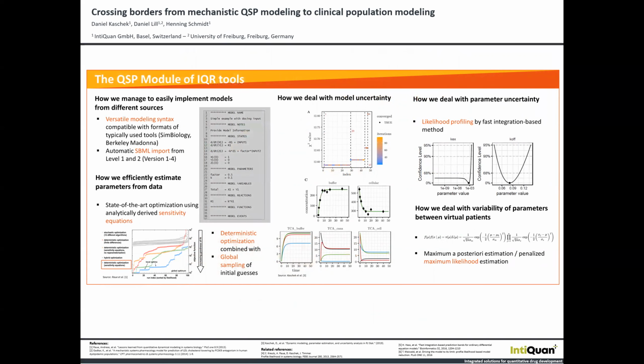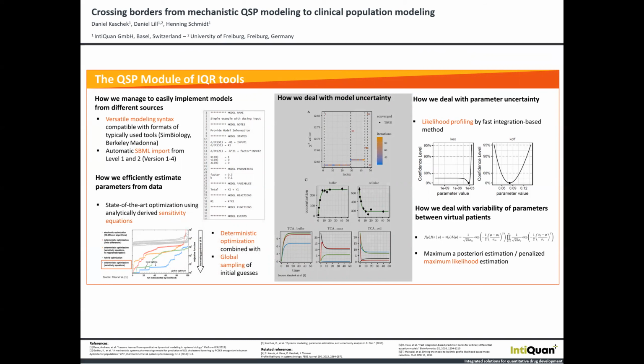Let's have a closer look at our QSP module. The modeling syntax we use is very similar to the one used by SimBiology or Berkeley Madonna. SBML import is supported. For robust parameter estimation, we employ symbolically derived sensitivity equations. These allow to use gradient-based optimization methods, converging to the optimum more reliably, more reproducibly, and in less time.